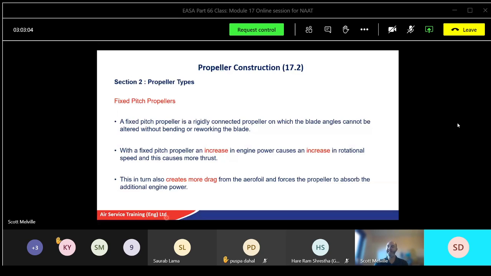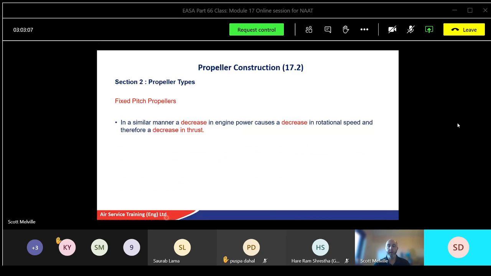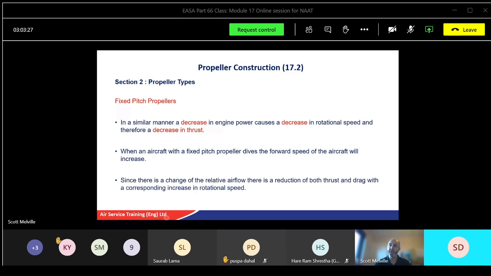So in a similar manner, a decrease in engine power will therefore cause a decrease in rotational speed, and therefore a decrease in thrust. That makes sense, doesn't it? We decrease the power, we're going to lose thrust, and we'll lose rotational speed. When an aircraft with a fixed propeller dives, the forward speed of the aircraft will increase. Since there's a change in the relative airflow, there is a reduction in both thrust and drag with a corresponding increase in rotational speed.